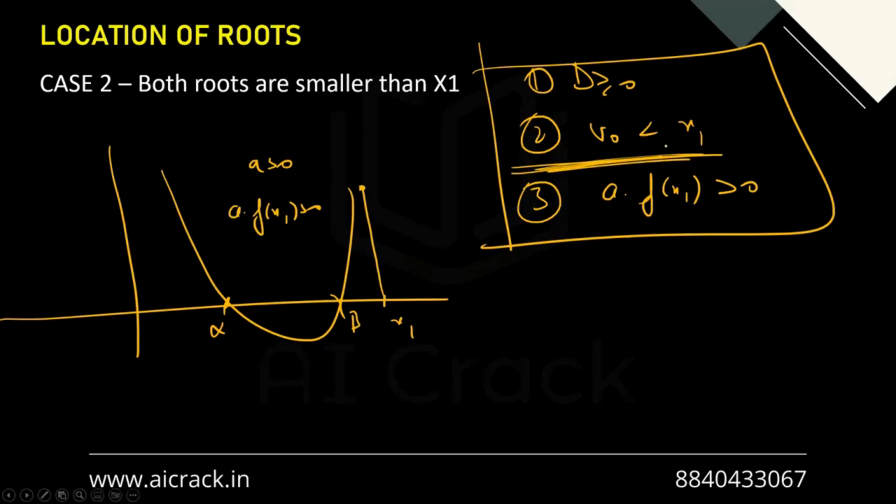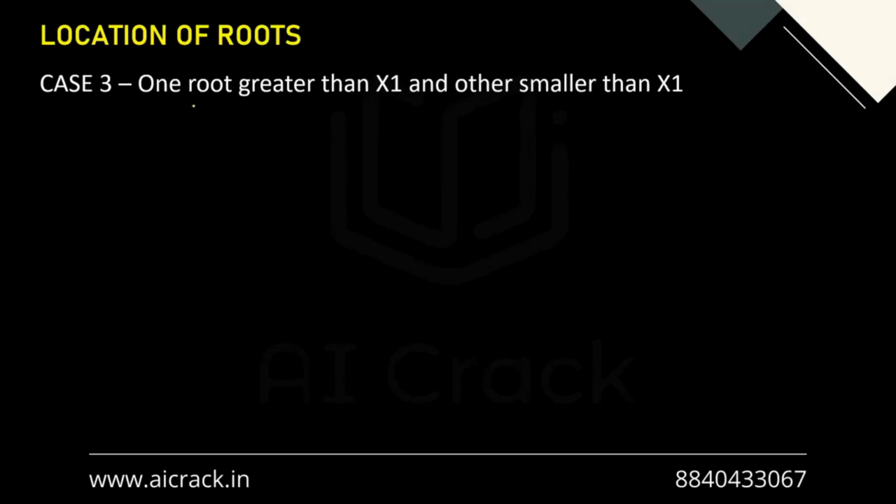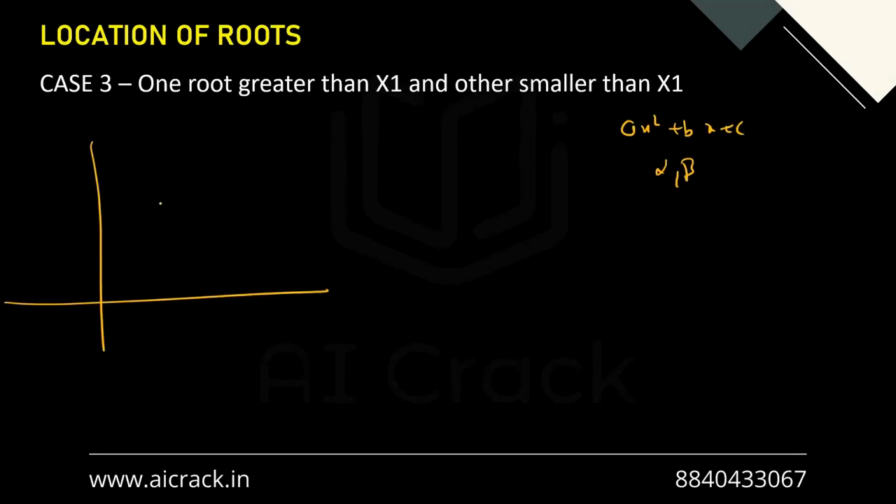Okay, now let's talk about case 3. So we have one root greater than x1 and another root smaller than x1. So we'll start from the basic ax square plus bx plus c, and roots as alpha and beta, right? And we'll start from the upward facing parabola. This is alpha and this is beta. Now x1 should be somewhere over here in between alpha and beta, right? Because alpha, that is one root, is smaller than x1, and beta, that is the other root, is bigger than x1, right? This is what we want in the condition. Now how do we derive this one?